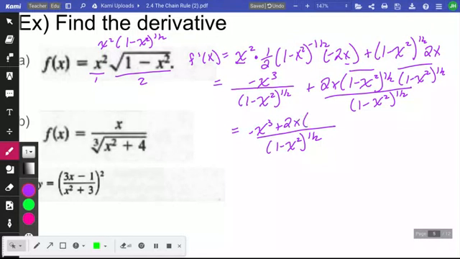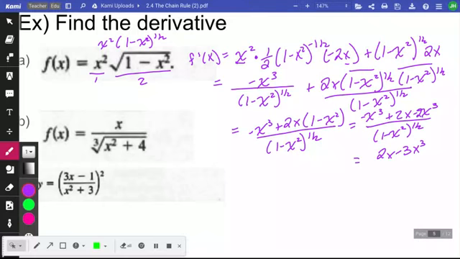So I'm going to keep my 2x there, but I now have this to the first power, because 1/2 plus 1/2 is that. So it still simplifies even more. I can distribute that 2x through so that I have 2x minus x cubed like this. And then minus 2x all over 1 minus x squared to the 1/2. And I can combine like terms in the top, and I can have 2x minus 3x cubed, or negative 3x cubed plus 2x, all over 1 minus x squared.